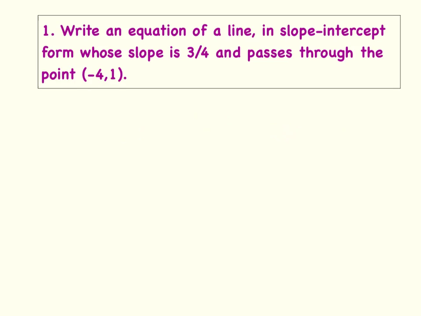In example number 1, it says to write an equation of a line in slope-intercept form whose slope is 3/4 and passes through the point -4, 1. Because the information given to us is the slope and a point, we are first going to have to plug these two numbers into our point-slope formula. I will write the point-slope formula so that you can see it on this page. It is y minus y1 equals m, which is the slope, times x minus x1.